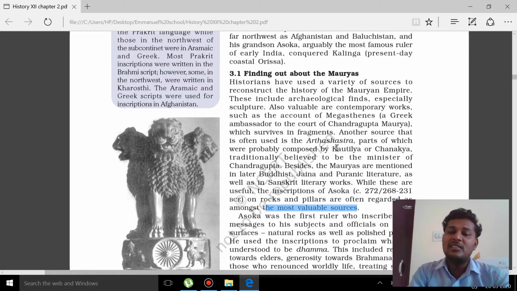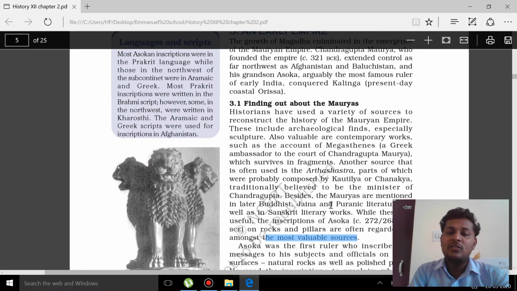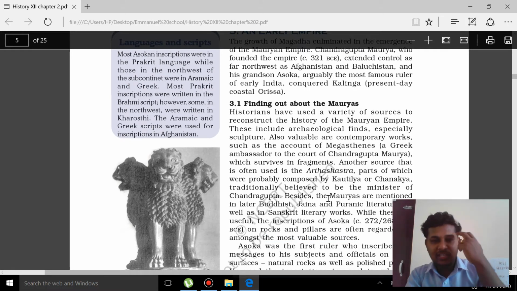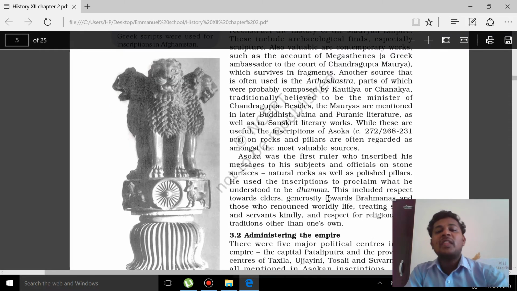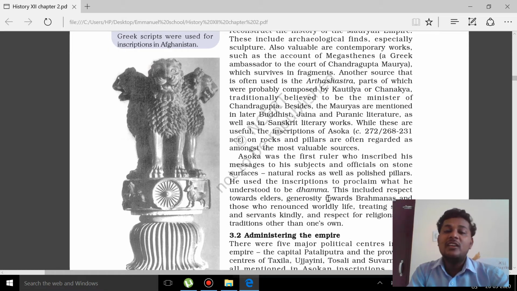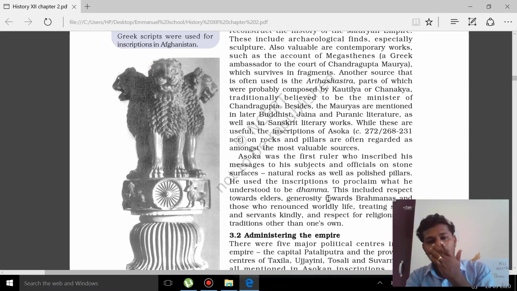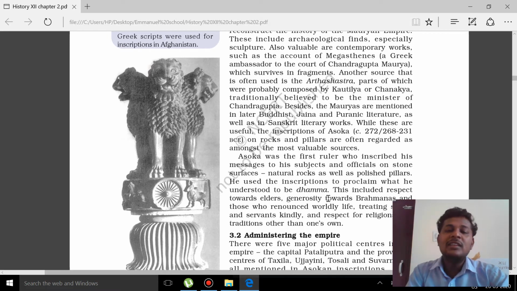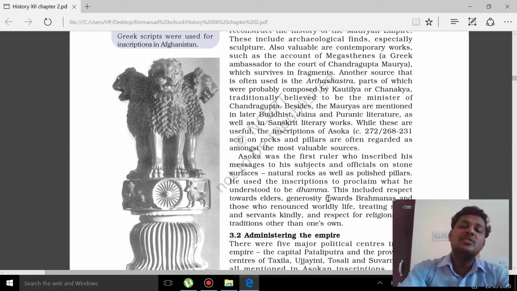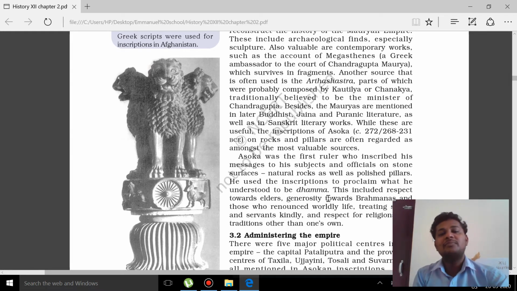And the third one is the Arthashastra. The fourth one is some of the literatures, like Puranic, Jaina, Buddhist and even Sanskrit literature. The last one is the most important one, Ashoka's inscriptions. They are considered the most valuable sources because we come to know the maximum of Mauryan history from the Ashokan inscriptions. These are pillar inscriptions as well as rock inscriptions. So there are two types of inscriptions of Ashoka: one is pillar inscription, the other is rock inscription.